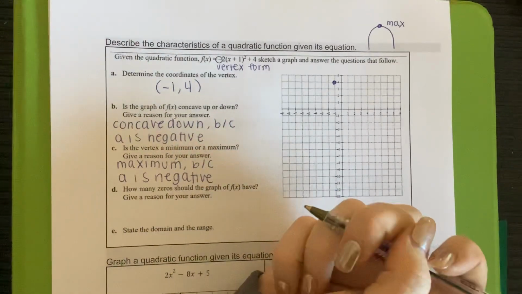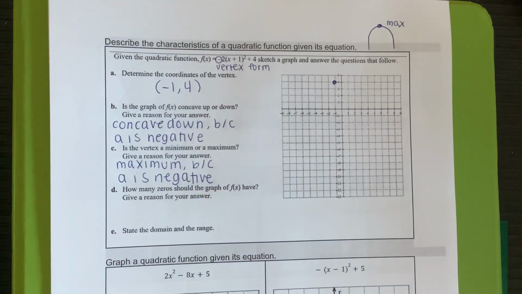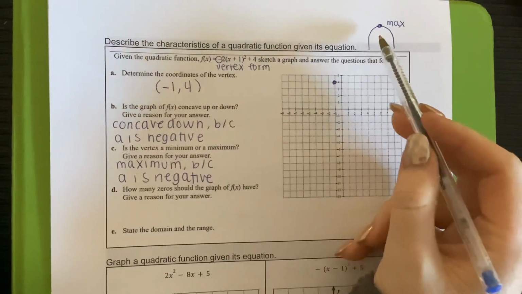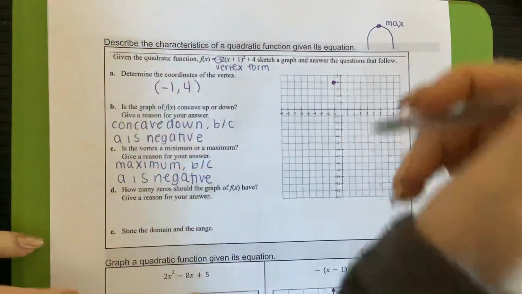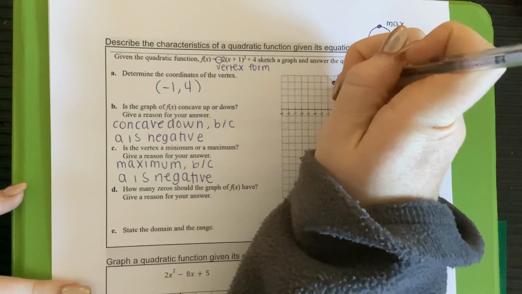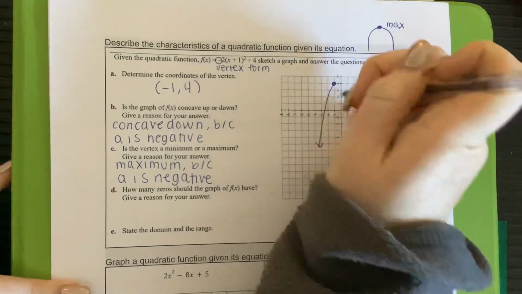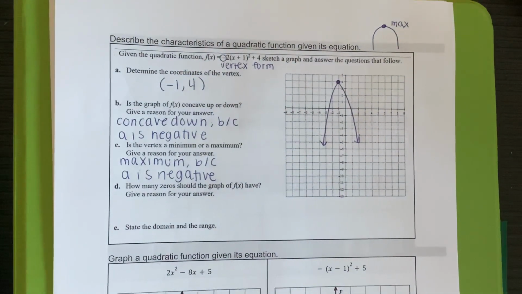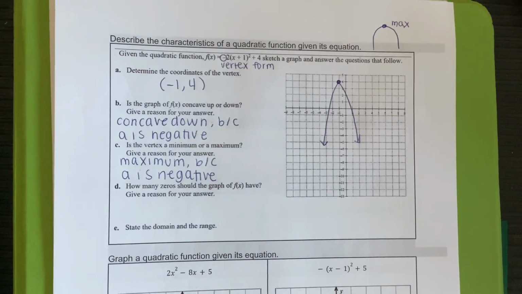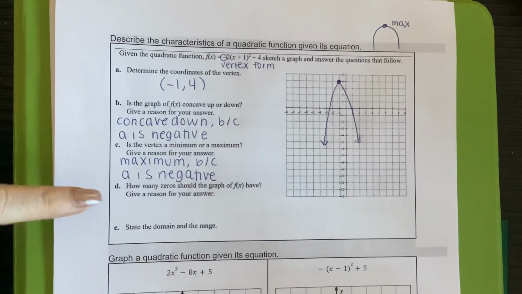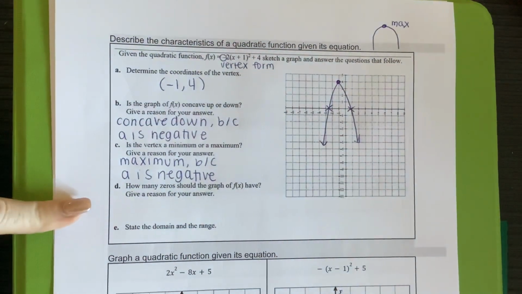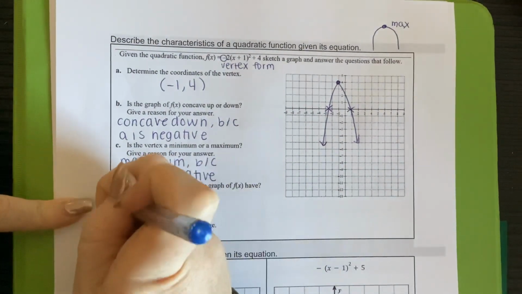And then it asks, how many zeros should the graph of f of x have? Give me your reason for your answer. So if my vertex is up here, and I told you that it's going to be shaped in this direction, all right, that means that it's going to look something like that. I did it extra skinny because the 2 is telling me that it's going to have a vertical stretch. So how many zeros? Well, it should hit 2 times. That's not the perfect sketch, but it should hit twice, so it should have 2 zeros.